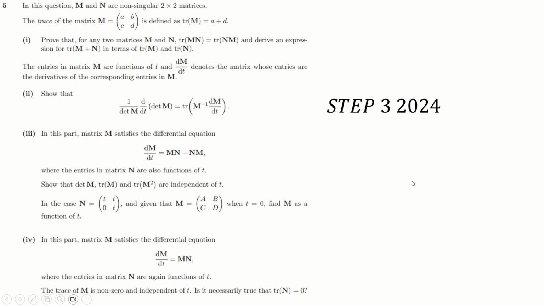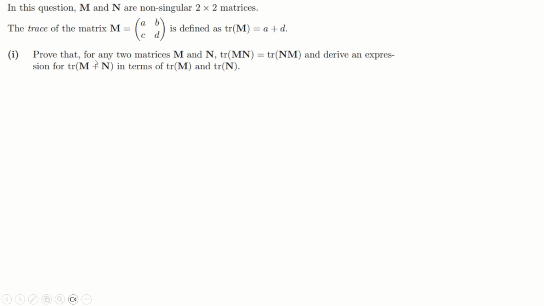So there are no matrices questions from 2022 or 2023 from STEP 3, but there was one in 2024. It was this one. Let's go ahead and do it. So we've got matrices M and N that are non-singular, blah, blah. The trace is defined. We've seen trace before in some other STEP questions about matrices. Prove this thing first, and then let's think about this.